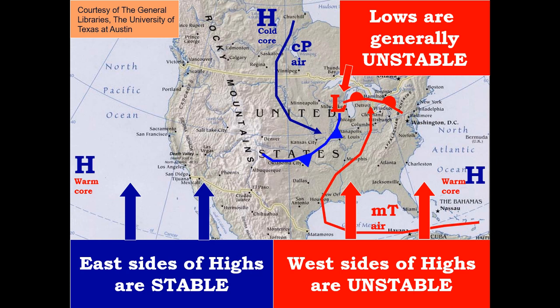Lows in general, the red L there over Wisconsin in this image, are generally unstable. They're areas in which the air converges and rises in the vertical. As air rises, it cools, and it condenses out and forms these clouds that we see quite frequently throughout the course of the year.